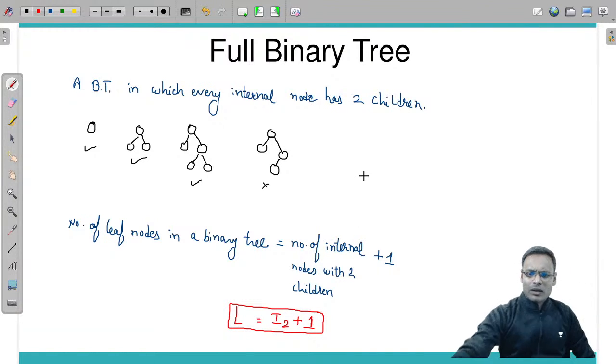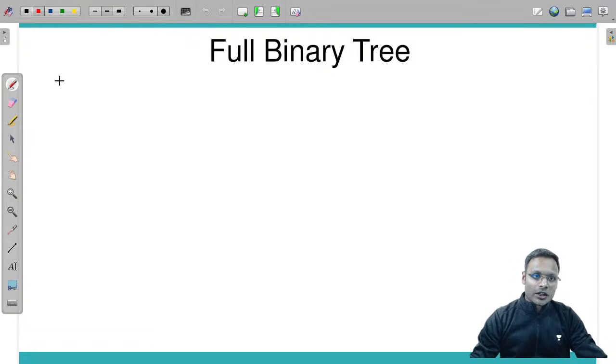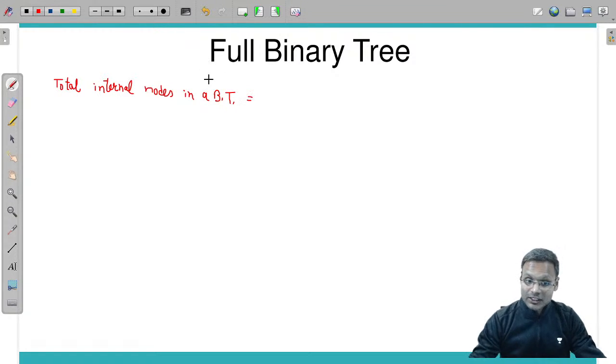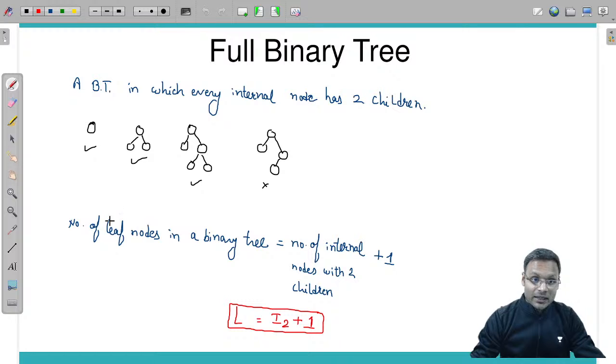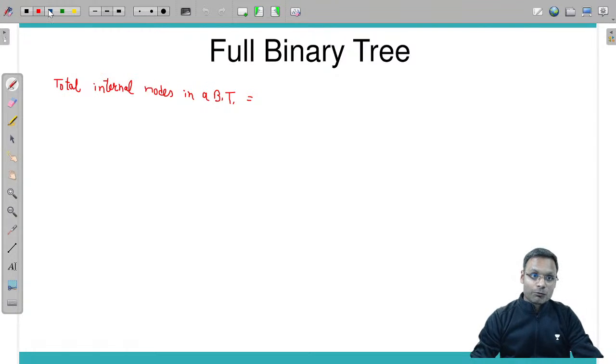And at that time I have explained you this also: total internal nodes in a binary tree, regular binary tree, I am not talking about full binary tree, I am talking about binary tree only. यहाँ भी in a binary tree I am talking about regular binary tree. Full की बात ही नहीं की अभी तो. A total number of internal nodes is I1 plus I2. What is the meaning of I1? Internal node with one child plus internal node with two children.